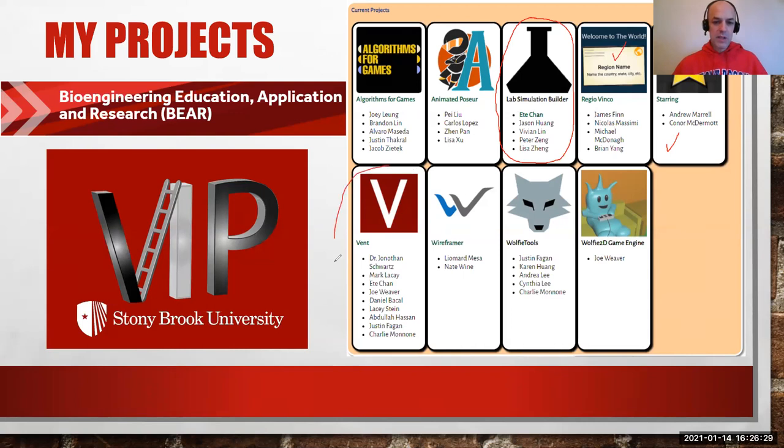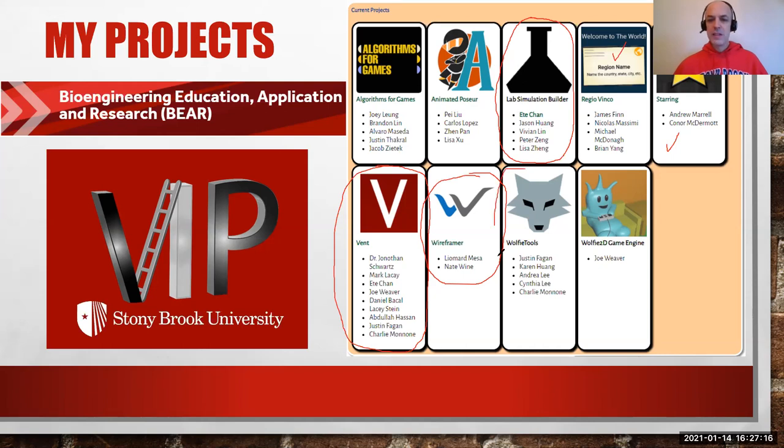Vent was an application that we made for the university hospital. And basically this was to help doctors figure out how to convert certain machineries to be devices to be respirators for COVID patients. So this was done essentially as an emergency because we had so many COVID patients at one time back in the spring at the hospital. And so we made this application to help doctors learn how to use certain equipment that they weren't accustomed necessarily to using. We have a wireframer app. This is an application for doing something called mockups, which is for making user interface approximations for the purpose of designing programs.